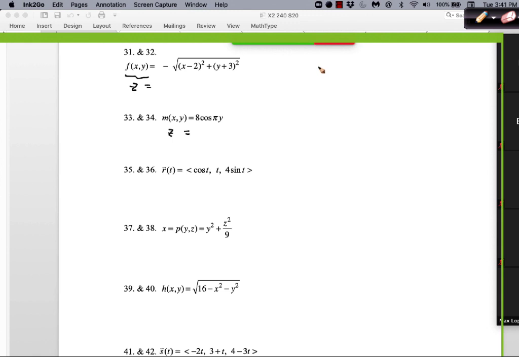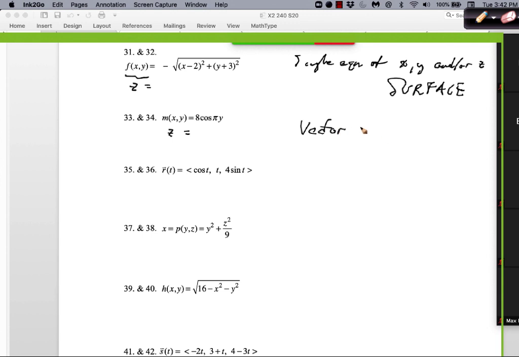Today's the day, let's learn this today. If it's a single equation of x, y, and or z, that's a surface. If it's a vector function or a parameterized set of parametric equations, that's a curve in space.